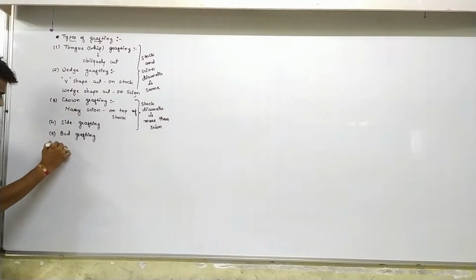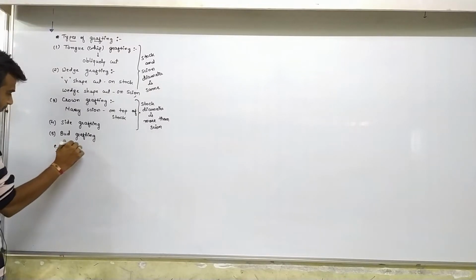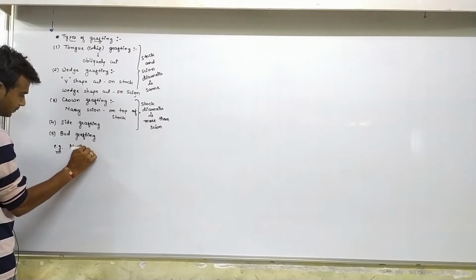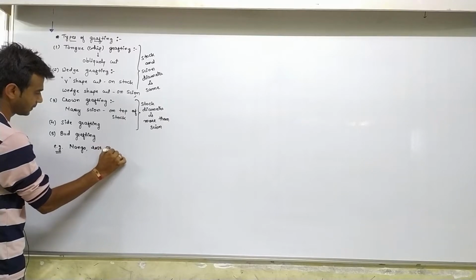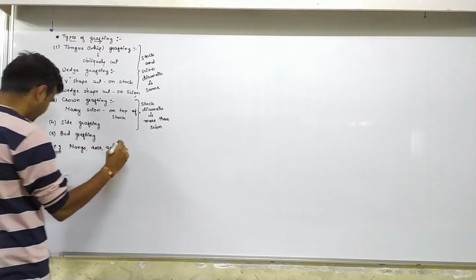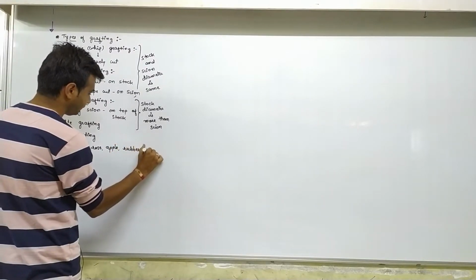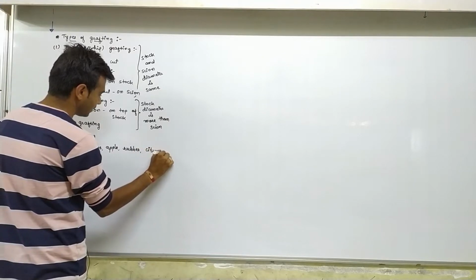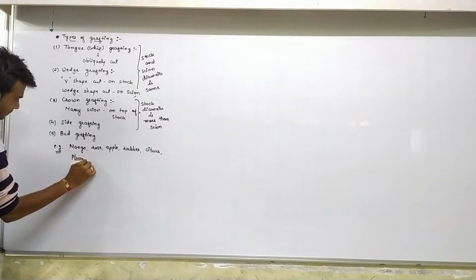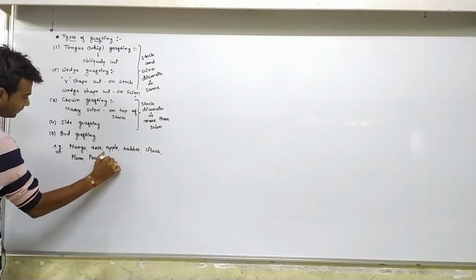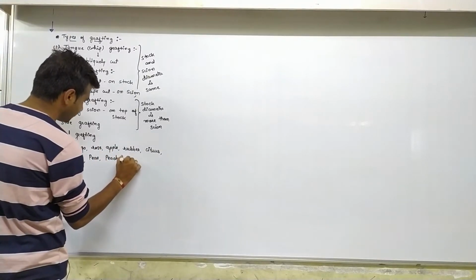Here, which are the examples of grafting? Mango, rose, apple, rubber, citrus, plum, pear, peach, etc.